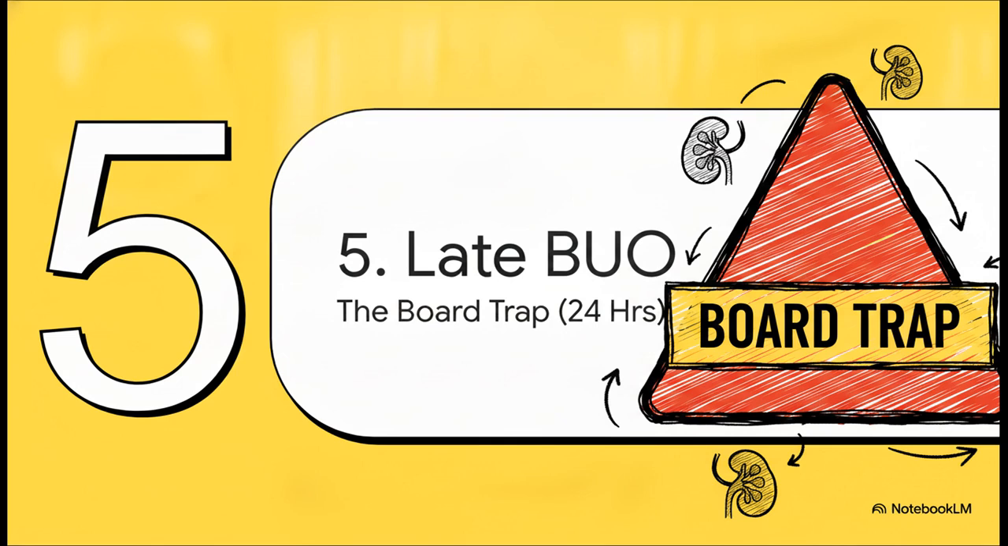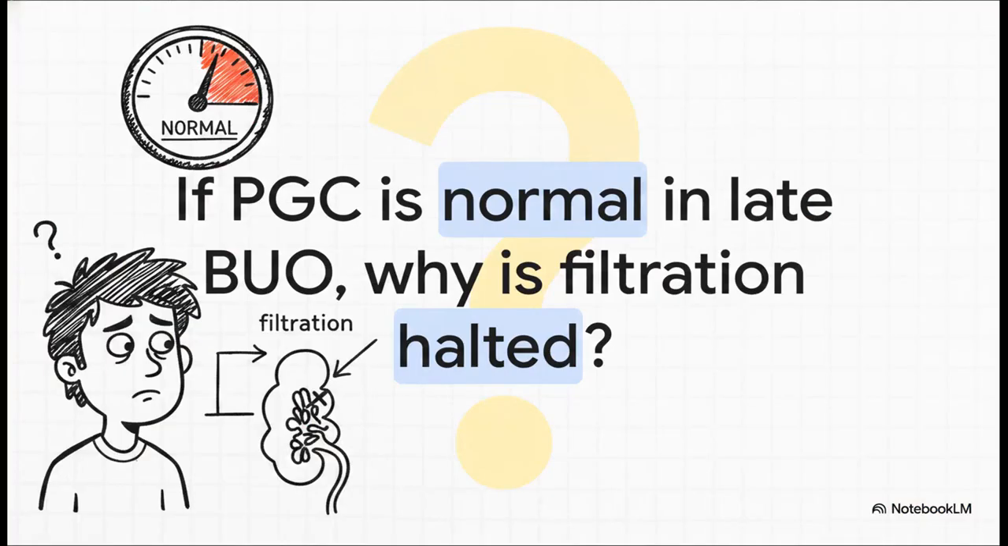This brings us to Section 5, Late Bilateral Obstruction, the 24-hour mark, the board trap. And this brilliantly illustrates the climax of our explainer. This specific time point is a classic, heavily tested medical board exam trap, probably because question writers just love to inflict a little physiological pain on us. At 24 hours in a bilateral obstruction, if you measure the glomerular capillary pressure, PGC, it actually normalizes. It is completely unchanged from baseline. But filtration? It's still completely halted. As seen, GFR is practically zero.